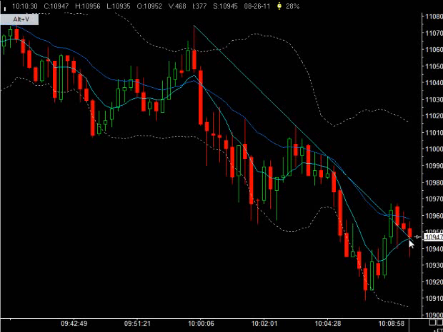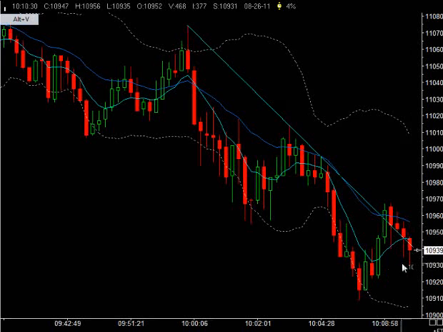Price is maybe poised to bounce, and if that's the case, then it should be a strong move up because this trend line is acting as support, so it shouldn't make a new low unless it falls pretty quick here. So let's go ahead and see what happens.